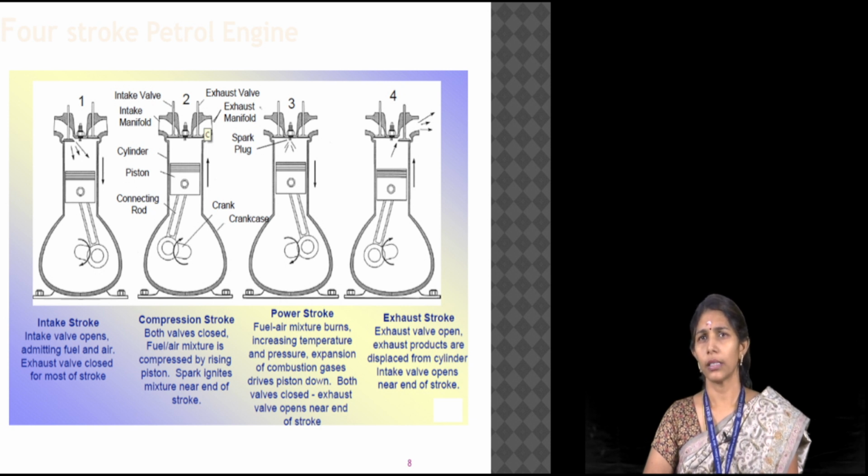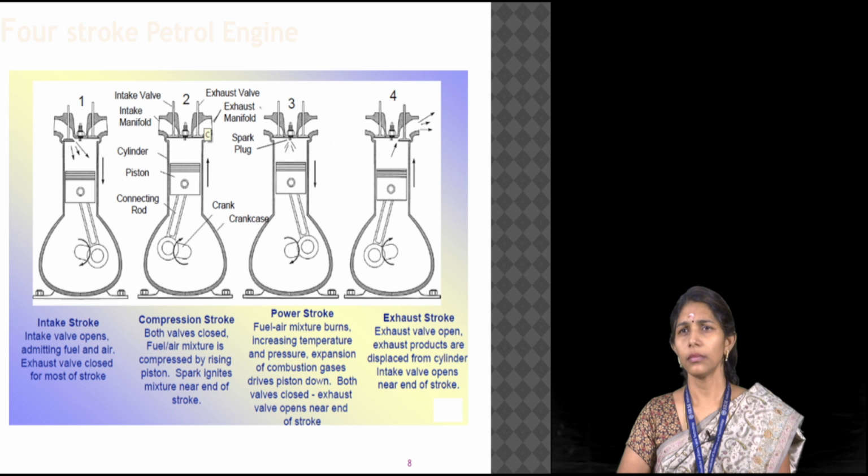In the second stroke, called the compression stroke, both valves remain in closed position. The piston moves from BDC to TDC, and we see that the air-fuel mixture is at high pressure. At the end of this stroke, a spark is ignited by the spark plug. In the third stroke, the power stroke, the fuel-air mixture burns, and the combustion gases are at very high pressure and temperature, and this helps to push the piston down. Therefore we see expansion of combustion gases, and this continues until the piston reaches the BDC.